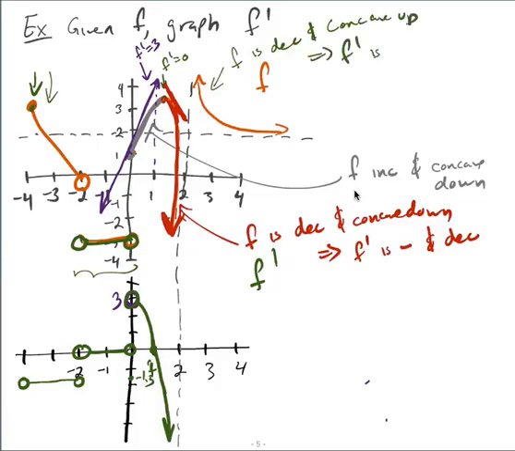So here f is decreasing and concave up. So what does that tell me about the derivative? Negative, right? Yeah, so be careful. It's negative and increasing, exactly.